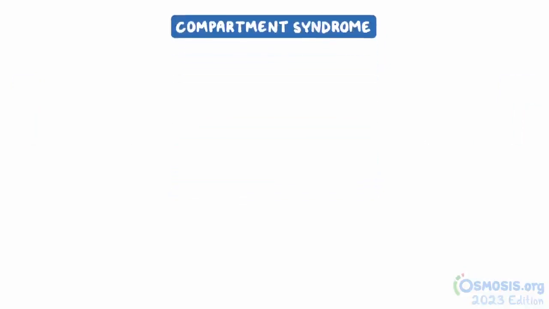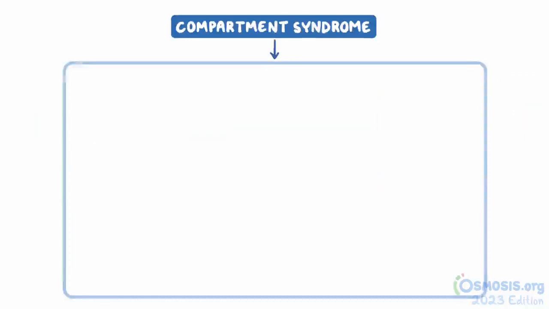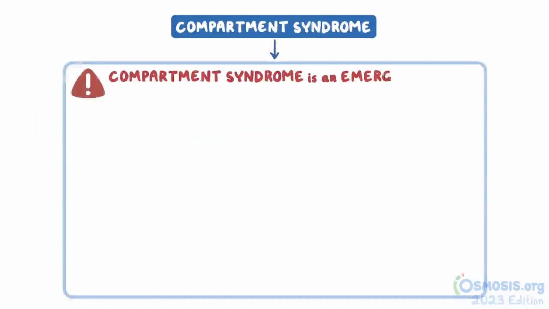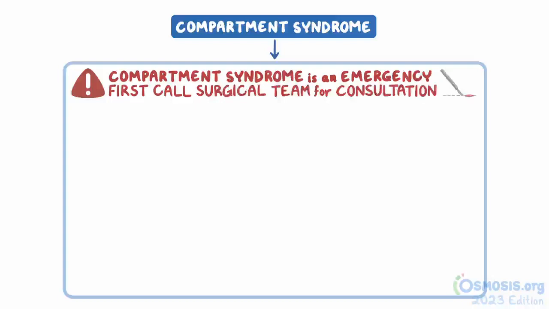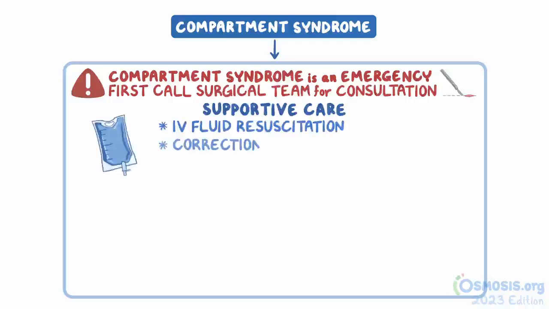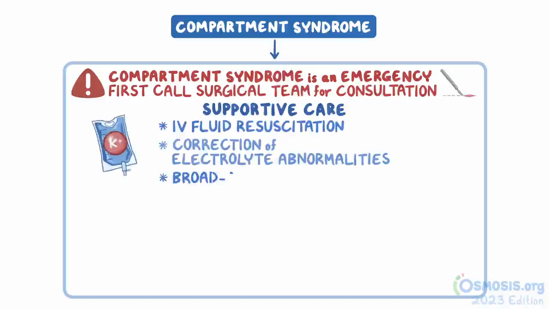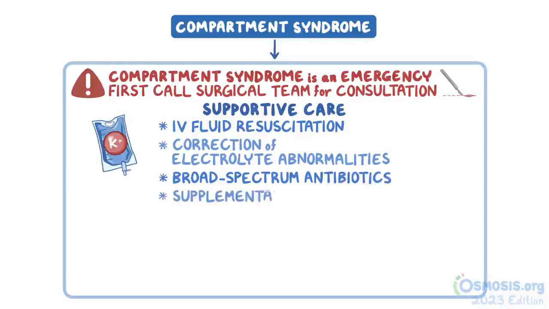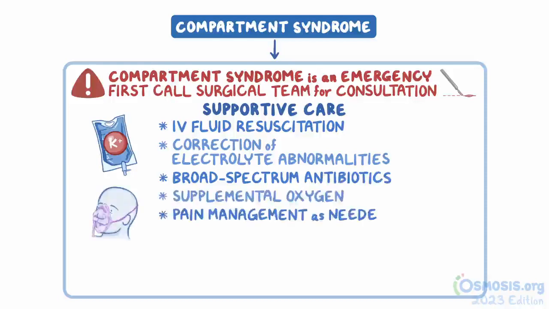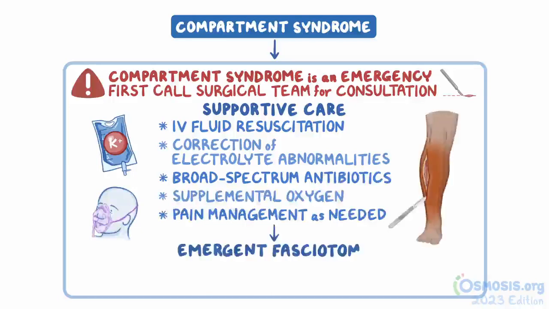Now that the diagnosis is made, let's talk about treatment. Compartment syndrome is an emergency, so the first thing to do is call the surgical team for consultation. Then, immediately start with supportive care, which includes IV fluid resuscitation, correction of electrolyte abnormalities, broad-spectrum antibiotics, supplemental oxygen, and pain management as needed. Once ready, the surgical team will perform emergent fasciotomy. Finally, treat the underlying cause if found.